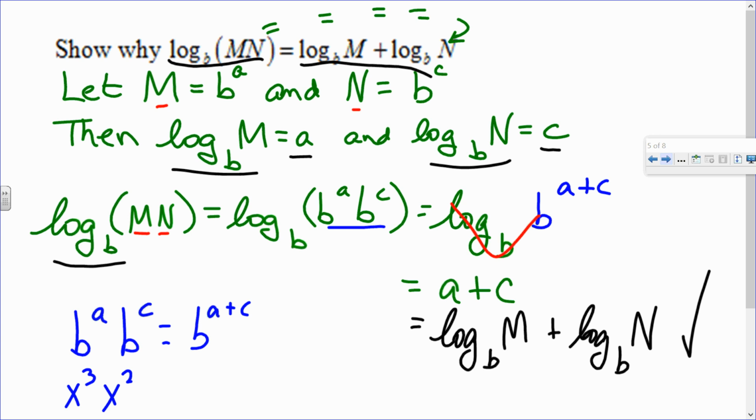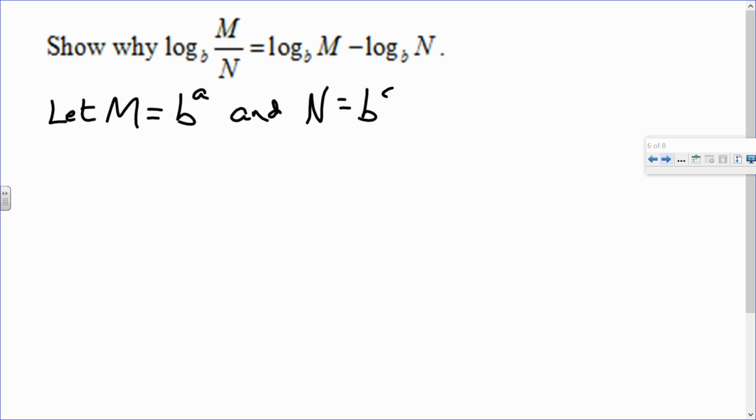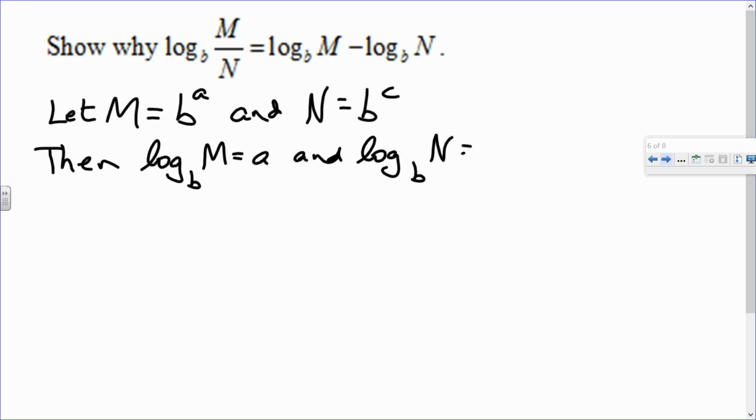So everybody got that one down, so you can do that. You wouldn't have to do this part in blue, the b to the a, b to the c, and x cubed, x squared stuff on your problem sets. Okay, let's prove the second of our three identities. We're going to do exactly the same substitutions. I'm going to let m be b to the a, and n can be lowercase b to the c. So that means I can write these in log form. Log base b of m equals a, and log base b of n equals c.